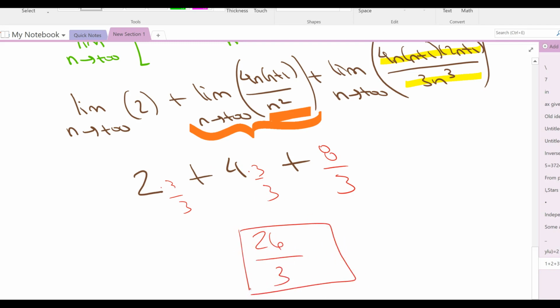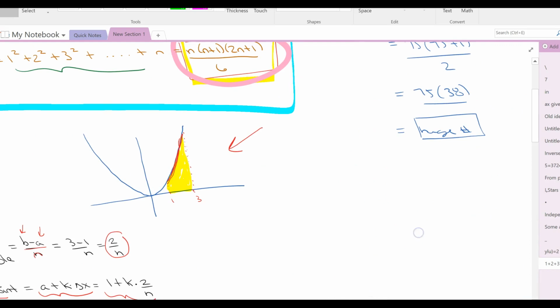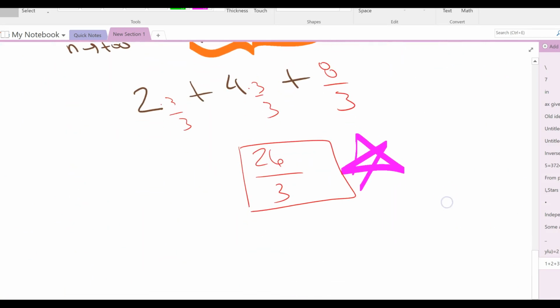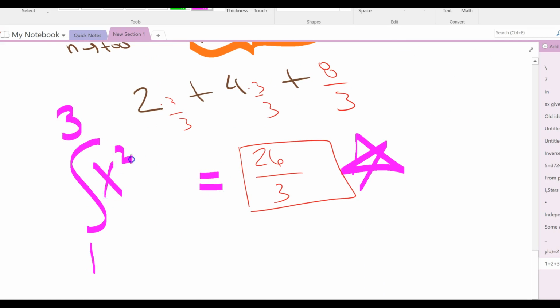And ladies and gentlemen, what have we just done? We have just found that the area, come with me, this area right here, we found it exactly. It equals 26 over 3. This equals the definite integral from 1 to 3 of x squared dx. Okay, now you can go and do your homework.